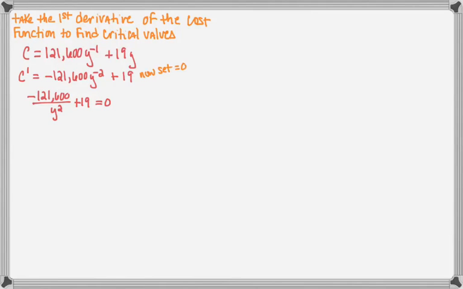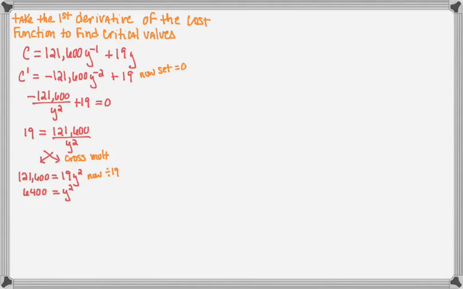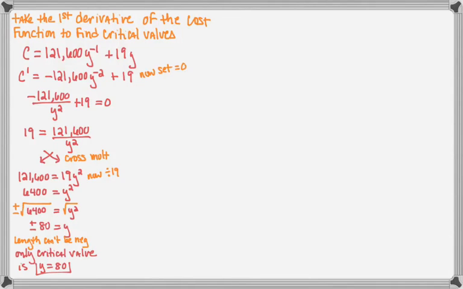And to solve this, I'm going to add the opposite of the first term to both sides. Cross multiplying is the next method I'm using, but you can choose to use whatever method works for you. To continue solving for y, I need to divide both sides by 19. And now I can take the square root of both sides. Technically, you take plus or minus the square root of the left to get plus or minus 80, but we know length cannot be negative. So the only critical value we have is y equals 80.